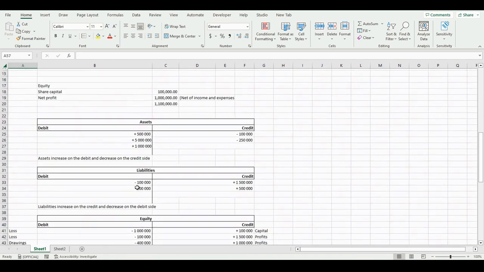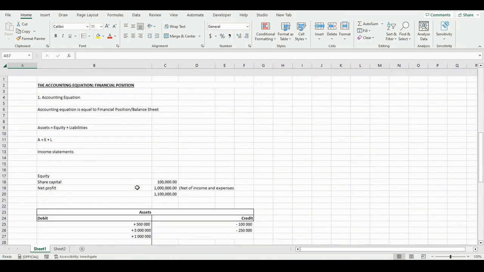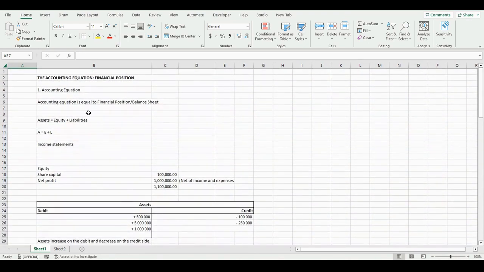Okay, let's recap quickly. Just going to quickly run through this. The accounting equation is basically a balance sheet or a statement of financial position: assets equals equity plus liabilities. We said an asset is stuff that you own, you have control over, and you're going to get money in the future for.